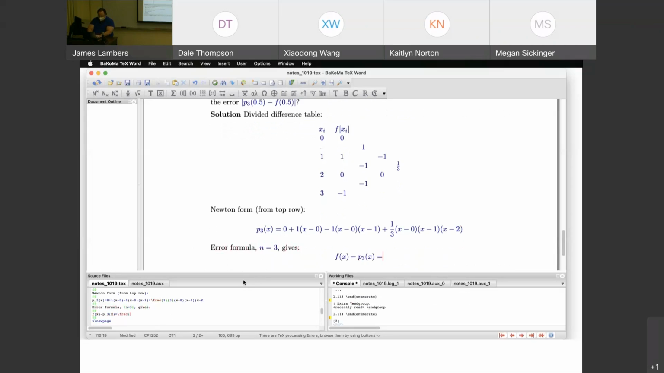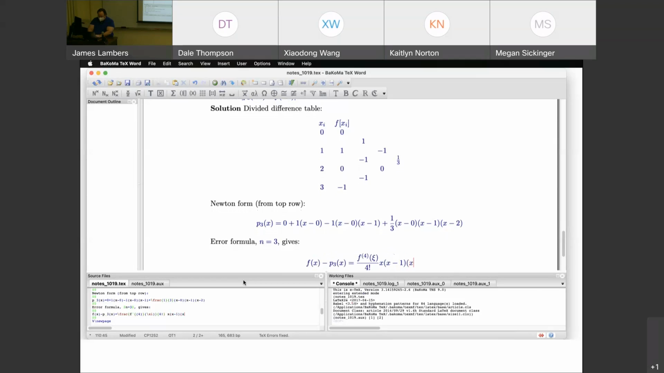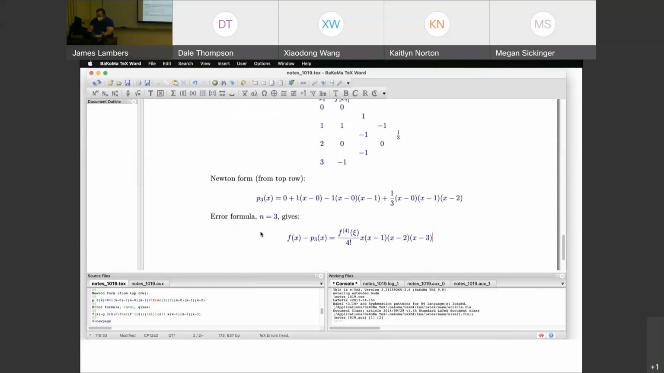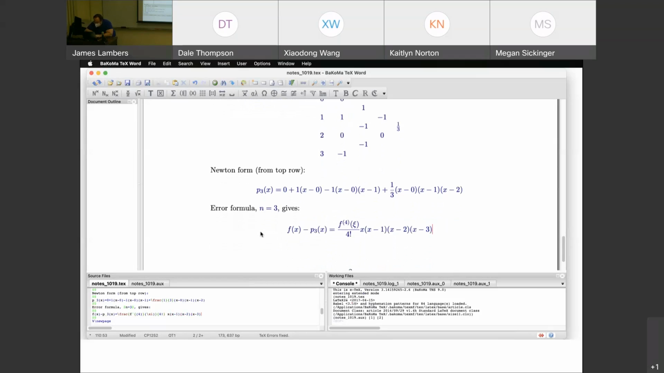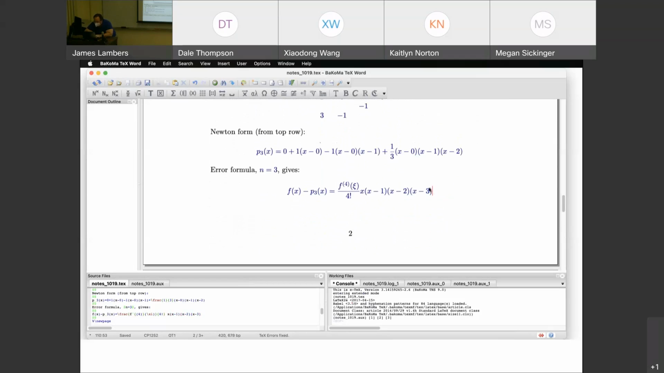all right, so now we have the fourth derivative at an unknown point over 4 factorial, and x minus 0, x minus 1, x minus 2, x minus 3. Now x in this case is 0.5. We can substitute that in here. And then we have c, the unknown point that lies between 0 and 3.